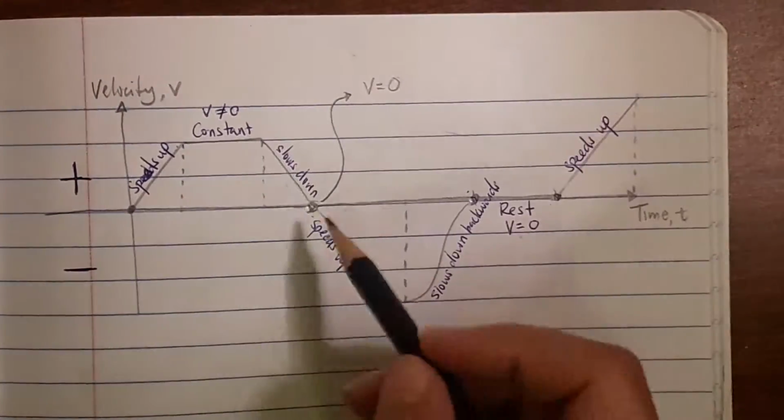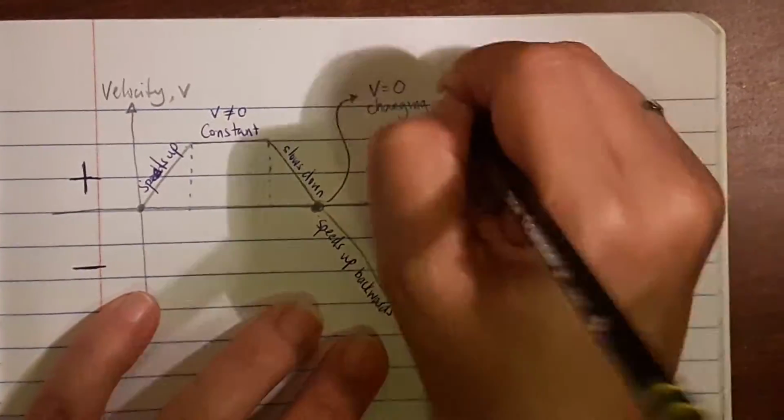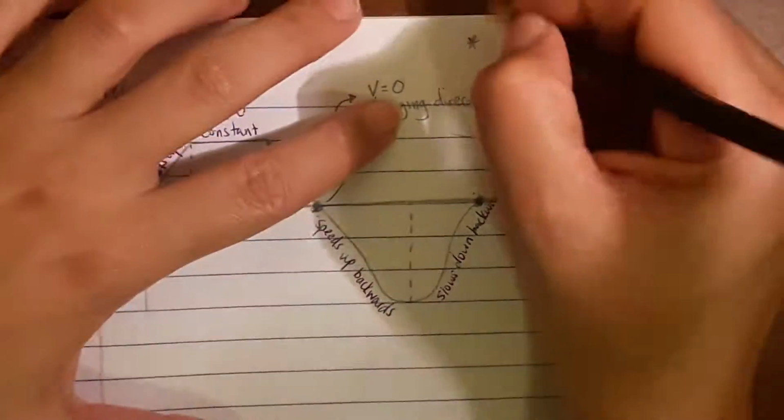That one is like an inflection point. If you remember our previous graph, at velocity is 0 there, it's changing direction. So it's changing from positive to negative, changing direction. Whereas in the other two, it's going to be at rest.